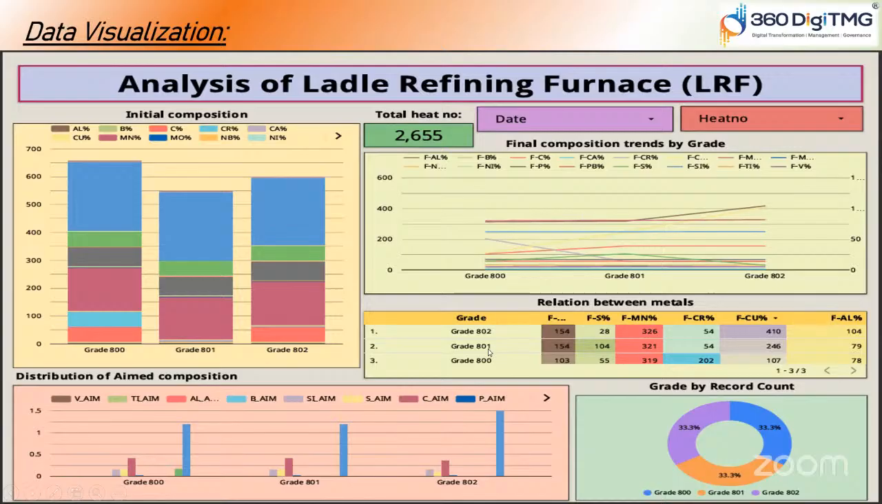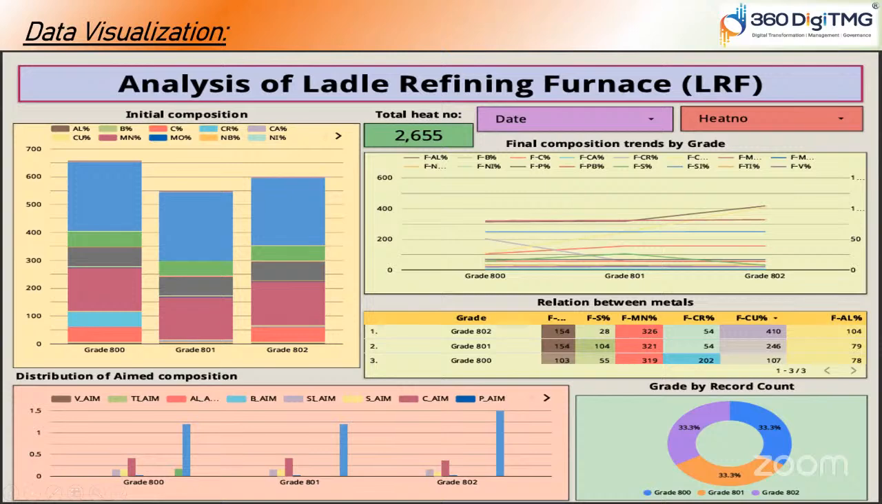The table shows the relationship between the metals. Grade 802 shows 115 and then 28, magnesium 326, carbon. So it helps understand interdependency and which metal pairs are correlated in composition.